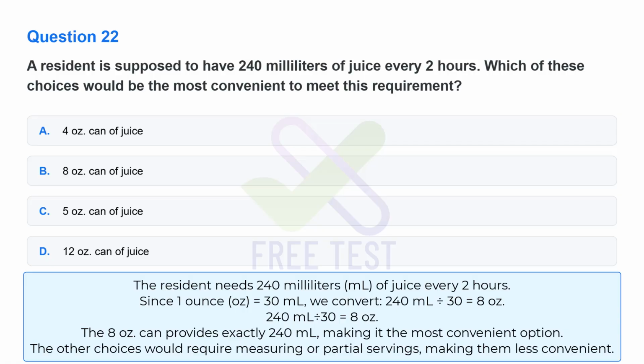The correct answer is B. 8 ounces can of juice. The resident needs 240 milliliters, ml, of juice every 2 hours. Since 1 ounce, oz, equals 30 milliliters, we convert: 240 ml divided by 30 equals 8 ounces. The 8 ounces can provide exactly 240 milliliters, making it the most convenient option. The other choices would require measuring or partial servings, making them less convenient.